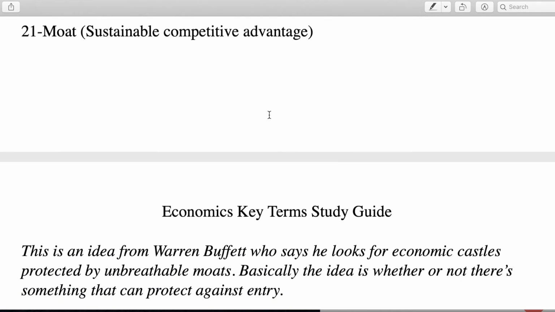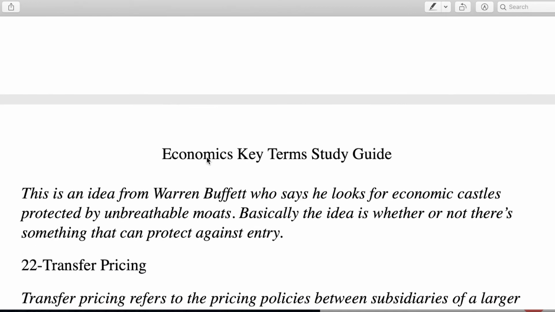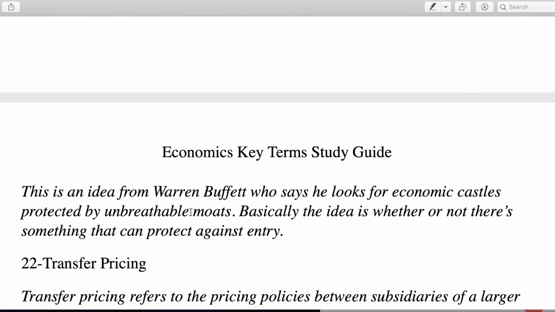The idea of moats, think of Warren Buffett. Warren Buffett's looking for economic castles protected by unbreachable moats. Basically, the idea is whether or not there's something that can protect against entry. Do you have a competitive advantage that's going to be protected for a long time?